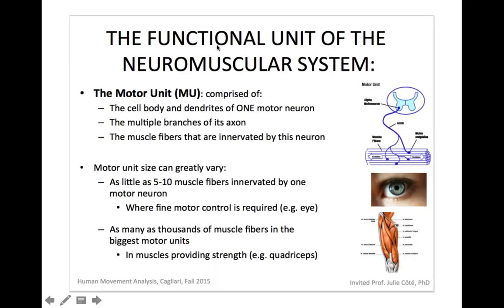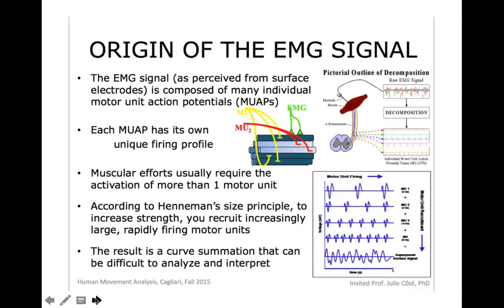So once again, the functional unit of the neuromuscular system is the motor unit. It's comprised of the cell body and dendrites of one motor neuron, and then multiple branches, and the muscle fibers that are innervated by this neuron. Motor unit size can vary a lot. You can have as few as 5 or 10 muscle fibers that are innervated by one motor neuron, and this would be very fine motor control like eye movements. Or you can have thousands of muscle fibers in the biggest motor units. So these would be like things that are actually providing strength to quadriceps, hamstrings, etc.